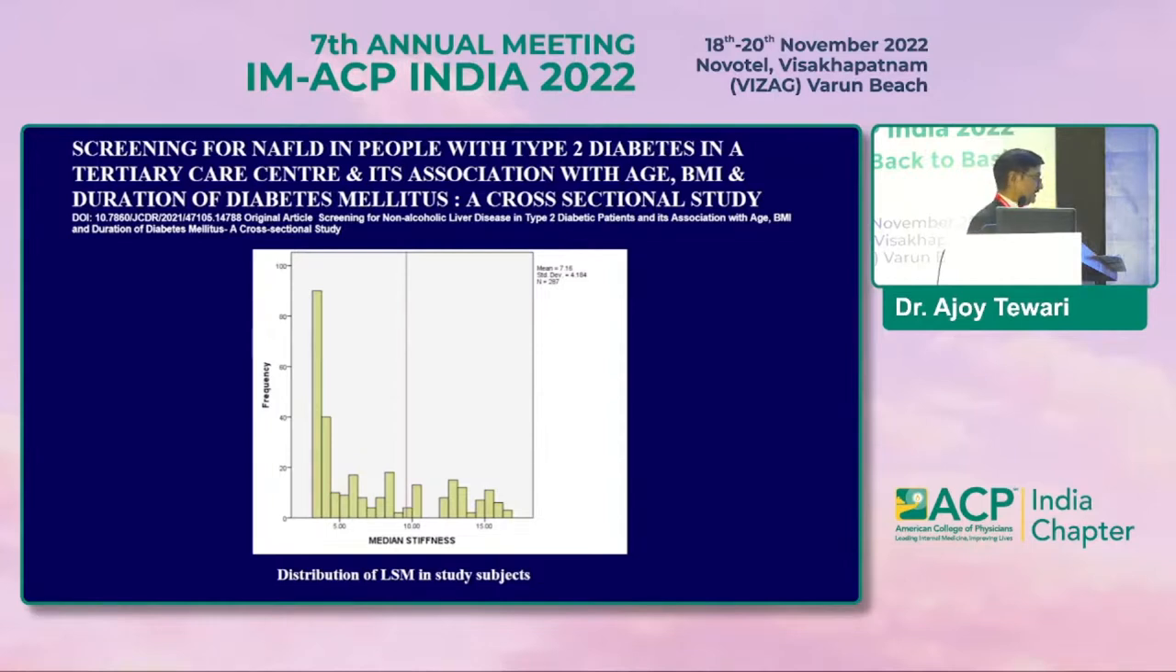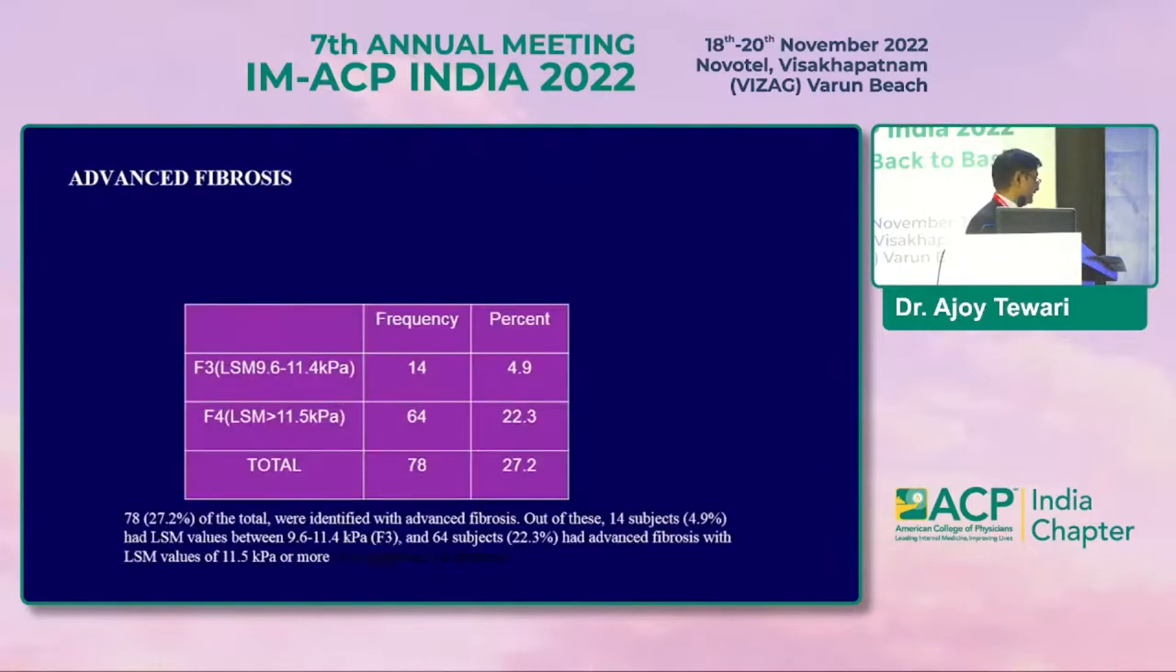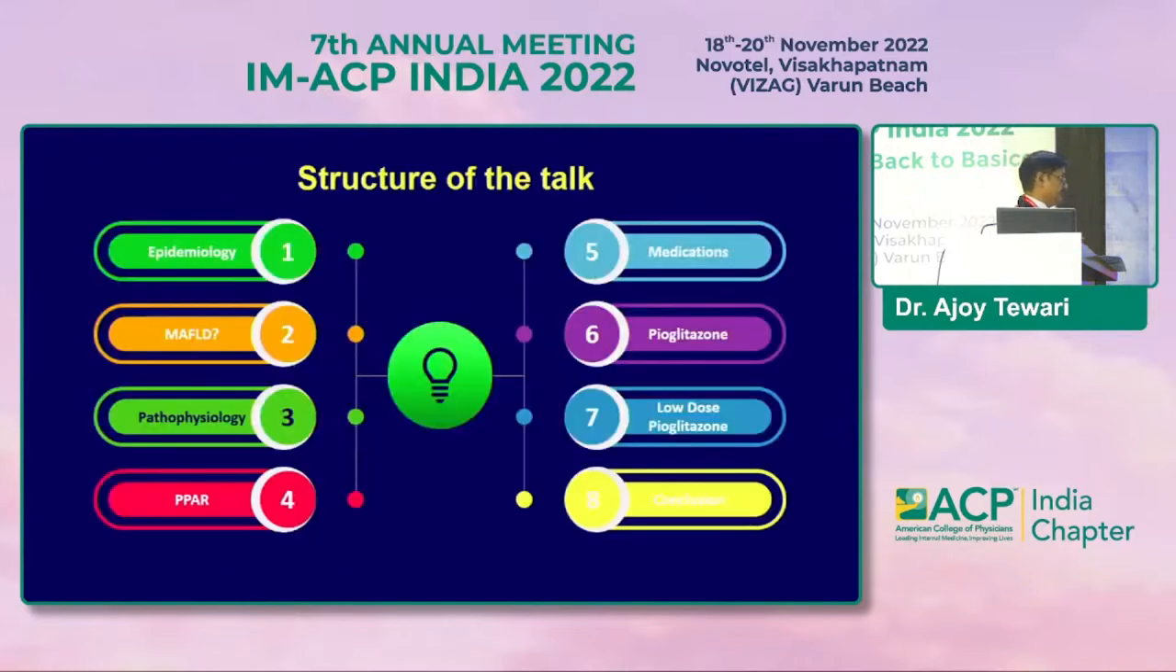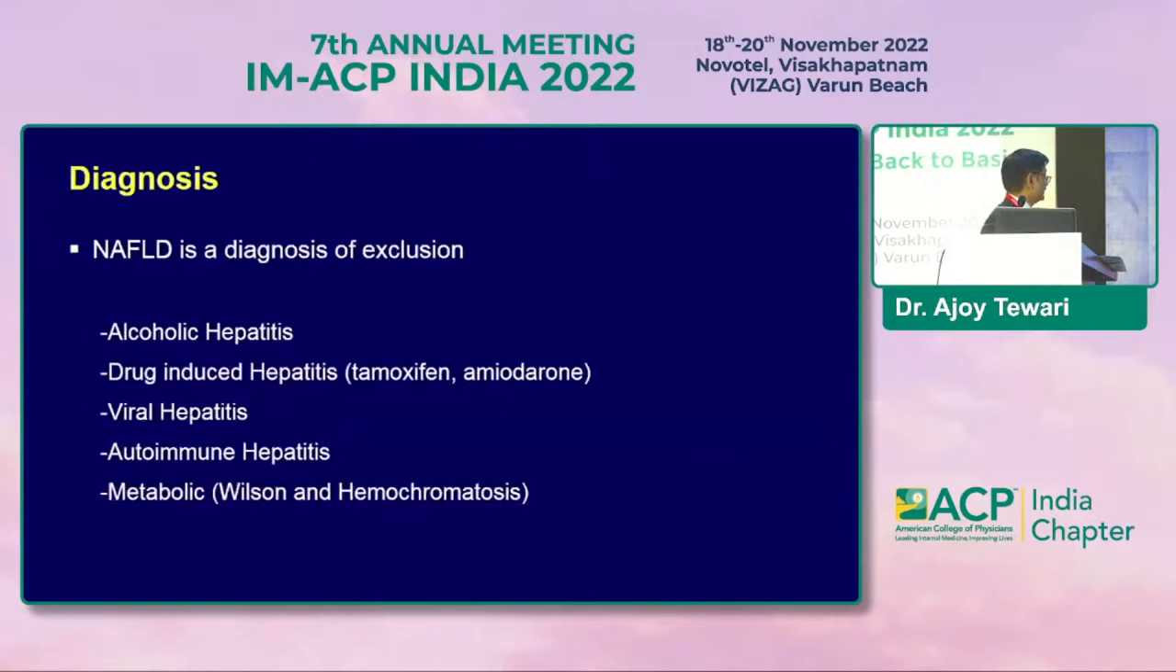And we did fibro scans to assess the degree of fibrosis, and we found that the incidence of advanced fibrosis was 27.2%, and the incidence was 4.9% with fibro scan scores of more than 11.4. So that is very, very high, and we have to understand that yes, we need to rise up to this. This was basically an eye opener for me also, because as a practicing diabetologist, I felt that now it is the time that we should think about NAFLD also.